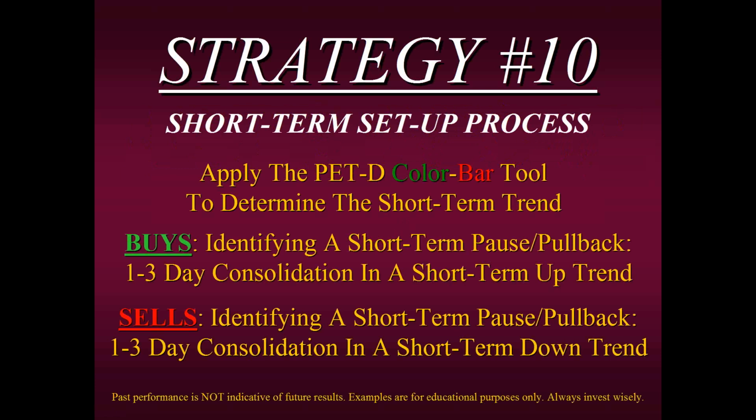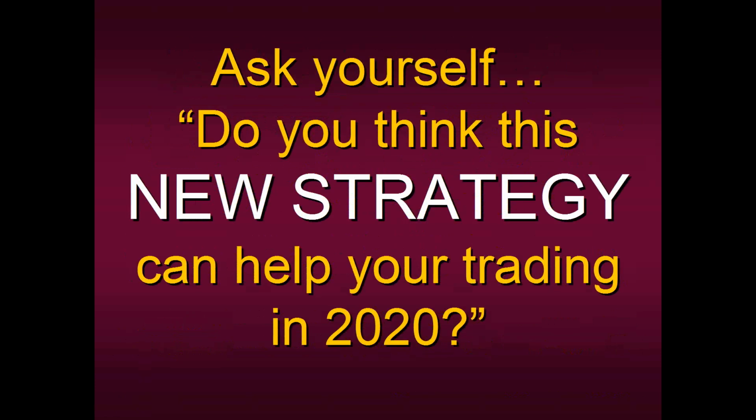Now, sell signals are generated by identifying a short-term pause or pullback as well, but this is a 1 to 3 day consolidation in a short-term downtrend. Extremely simple. We're going to share with you all the rules, all the ways to enter, all the ways to exit within the course. Remember, this is not a black box strategy. So ask yourself, do you think this new strategy can help your trading in 2020?